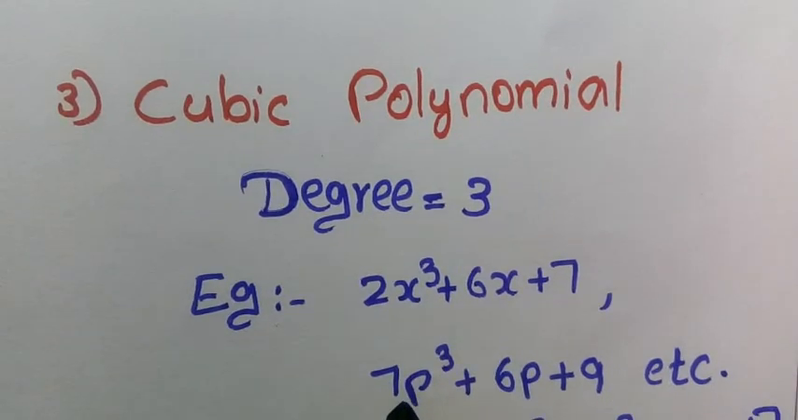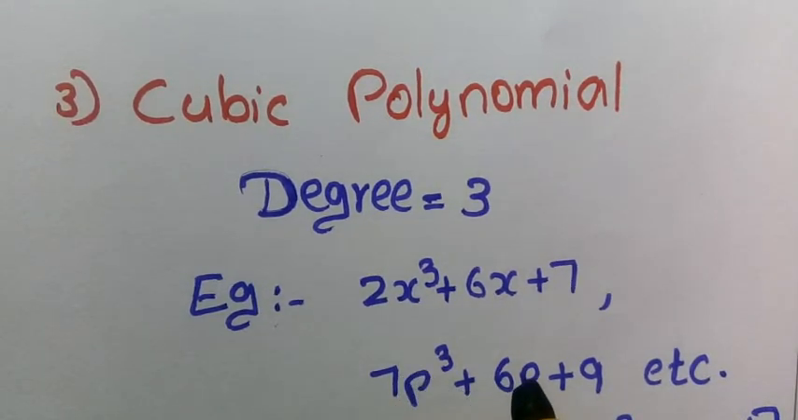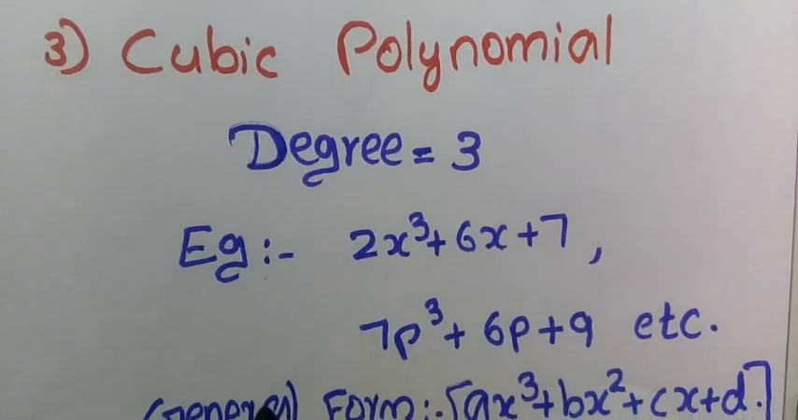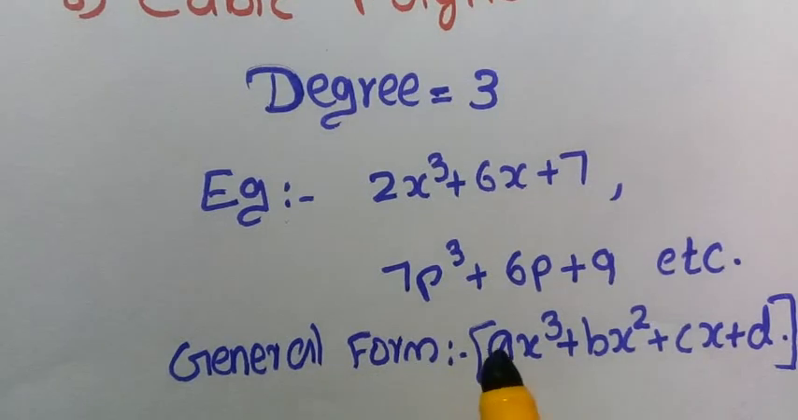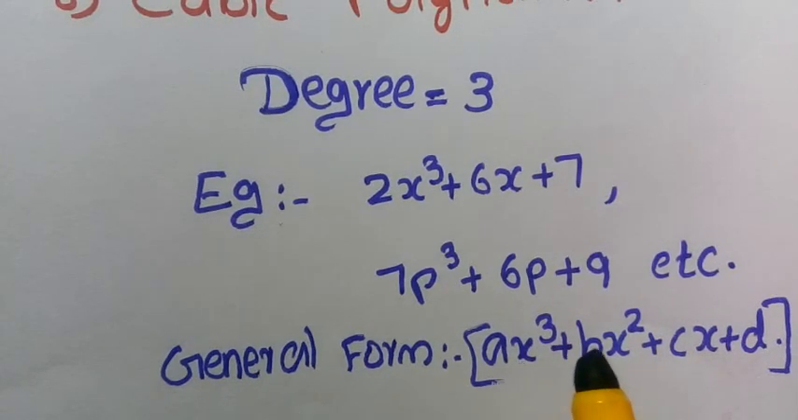Next example, 7p cube plus 6p plus 9. In this polynomial, the highest power of the variable p is 3. That is, the degree of 7p cube plus 6p plus 9 is 3. So we can say this is a cubic polynomial, etc. The general form of a cubic polynomial is ax cube plus bx square plus cx plus d. That is, in a cubic polynomial, we have at most 4 terms.